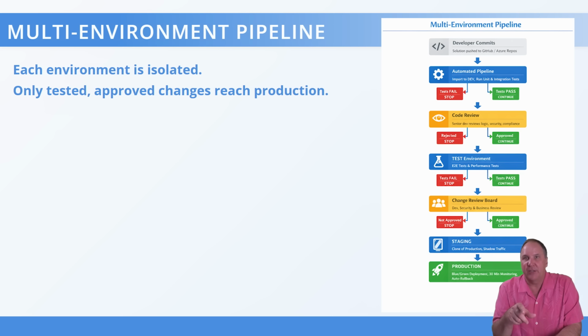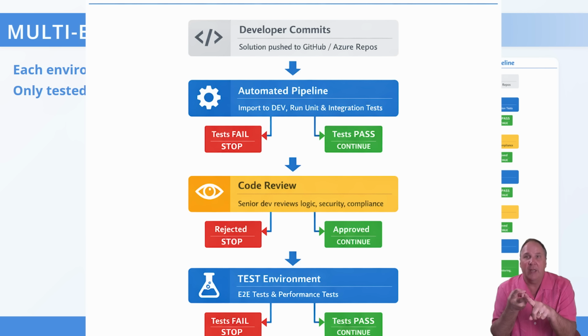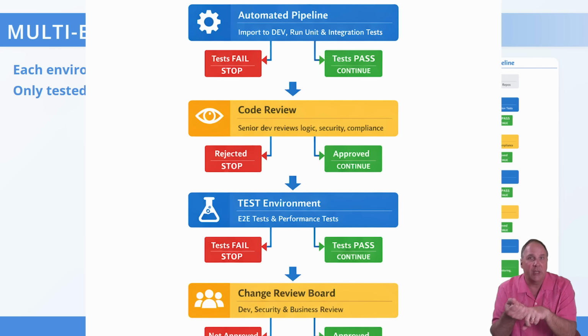So here's the flow. A developer creates a change in their local Copilot Studio environment. They export the solution and commit it to GitHub. GitHub Actions detects the push. It automatically imports the solution to the dev environment, runs unit and integration tests, generates a test report. If the tests pass, the developer requests a code review. A senior person reviews the changes and they look for, does the logic make sense? Did the developer follow naming conventions? Are there security issues? Is this change documented?